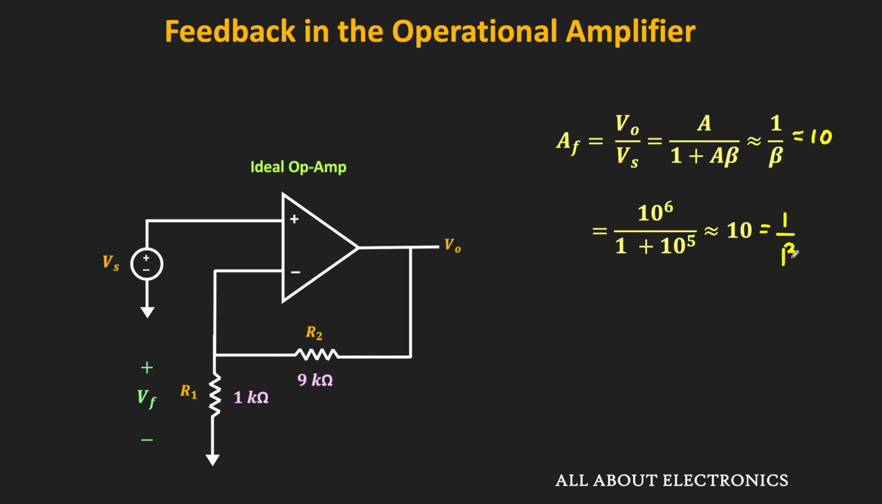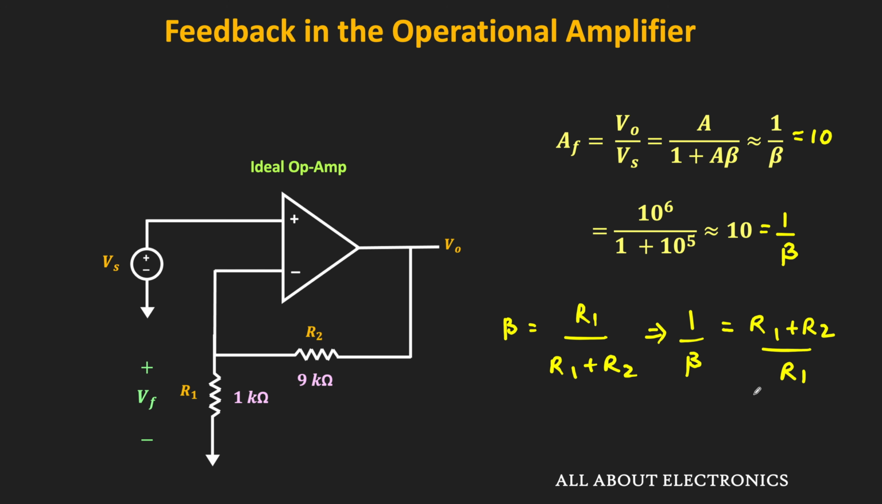And that is equal to 1 divided by beta. So here this beta is equal to R1 divided by this R1 plus R2. So the value of 1 divided by beta is equal to R1 plus R2 divided by R1. Or from this we can say that the gain of the op-amp is equal to 1 plus R2 divided by R1, and that is the gain of the non-inverting configuration of the op-amp.